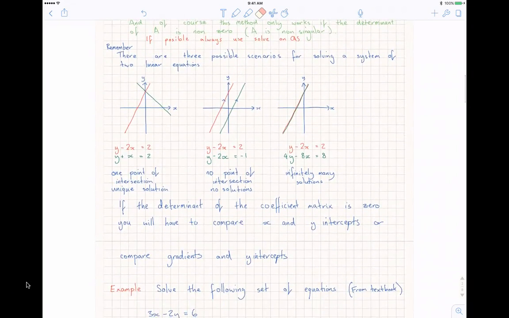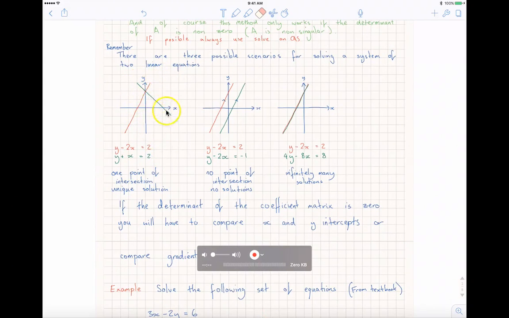Okay, so we should remember that there are 3 possible scenarios for solving systems of 2 equations. Either we have 2 lines that intersect at a single point, so one point of intersection, a unique solution, or we may have 2 lines that have the same gradient, they're parallel, so they'll never intersect, so there'll be no solutions. Or we might actually have 2 lines that are one on top of the other, so infinitely many solutions.